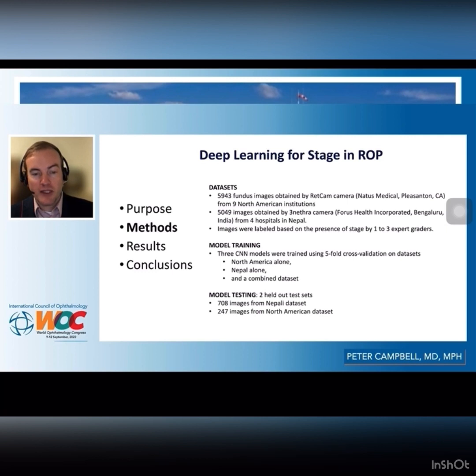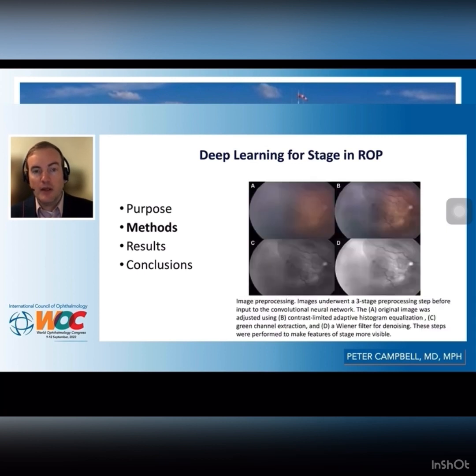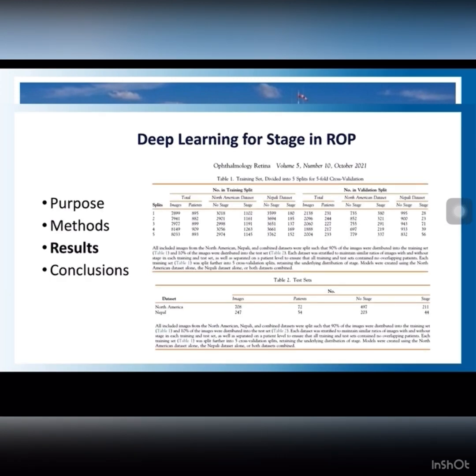The algorithms were each then tested on 2 separate held-out test sets, images from Nepal alone and images from North America alone. Images were pre-processed as shown here. They underwent a 3-stage pre-processing designed to enhance the recognition of stage in the images, essentially enhancing the contrast. Here's what we found. These are, first of all, table 1 and table 2, the training splits and test sets of the different data sets. Images were all separated at the patient level. That is, there were no patients included in any of the separate splits and no patients included between training and testing sets.